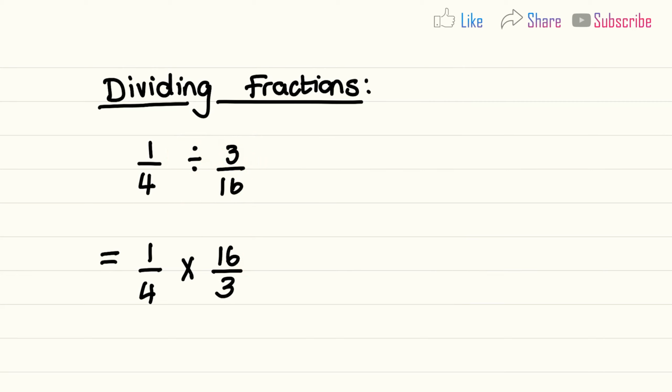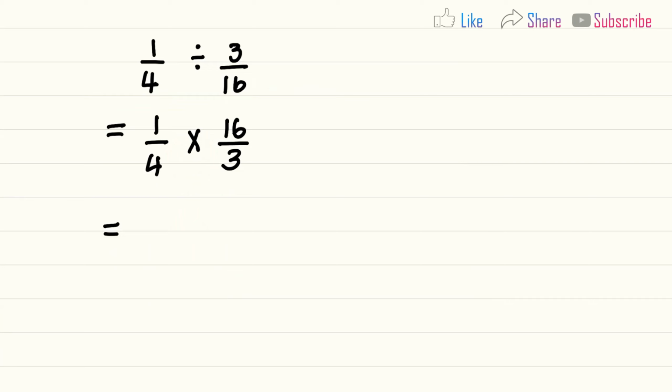And as I've shown you in a previous video, when we multiply fractions, we multiply the numerators with each other and we multiply the denominators with each other. So we'll have 1 multiplied with 16, which is 16 over 4 multiplied with 3, which is 12.